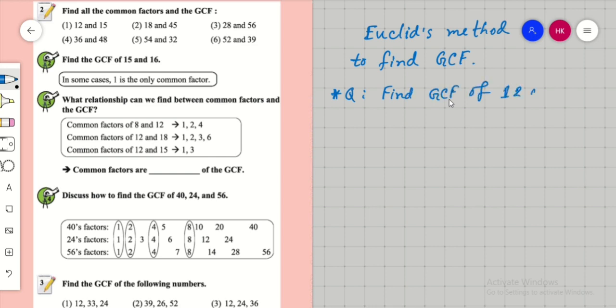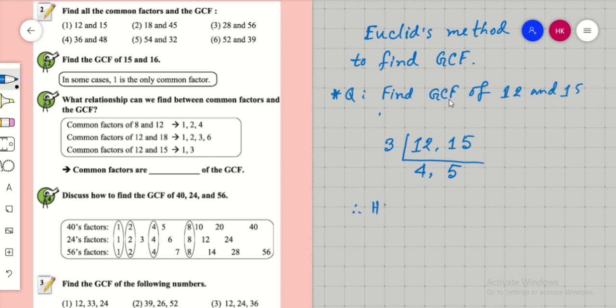of 12 and 15. For using Euclid's method we write 12 and 15 together, and then we draw a line like this, and then we see by which smallest number we can divide both 12 and 15. We can divide 12 by 2, but not 15. So we try 3. If we divide 12 by 3, we get 4, and if we divide 15 by 3, we get 5, and there is no number we can divide both by.